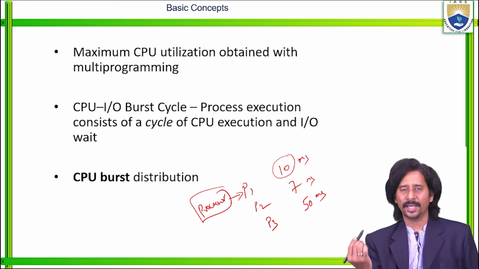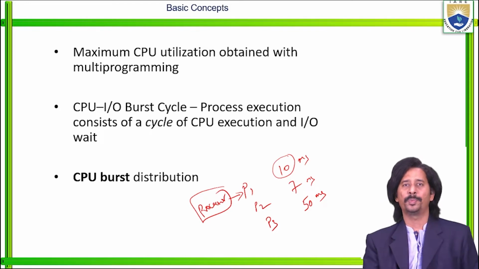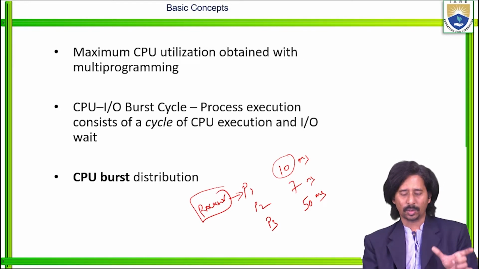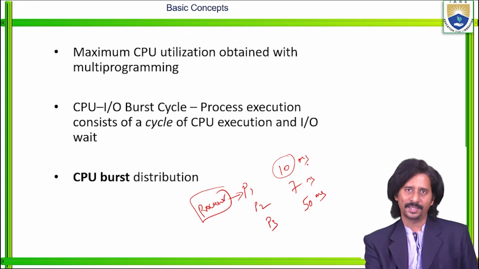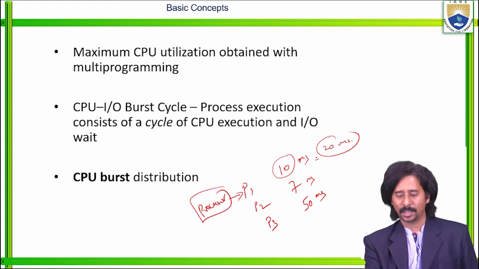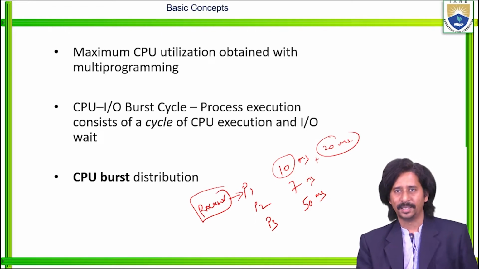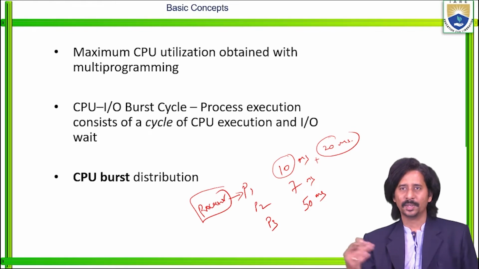So the process execution consists of a cycle of CPU execution and input output wait, right? What is the total time for CPU execution? That is 10 milliseconds. If, for example, this process P1 waits up to 20 milliseconds in the ready queue, right? Then the total time to execute this process is 10 plus 20, 30 milliseconds. Without interrupt, the processor can directly accept this process and it takes only 10 milliseconds.